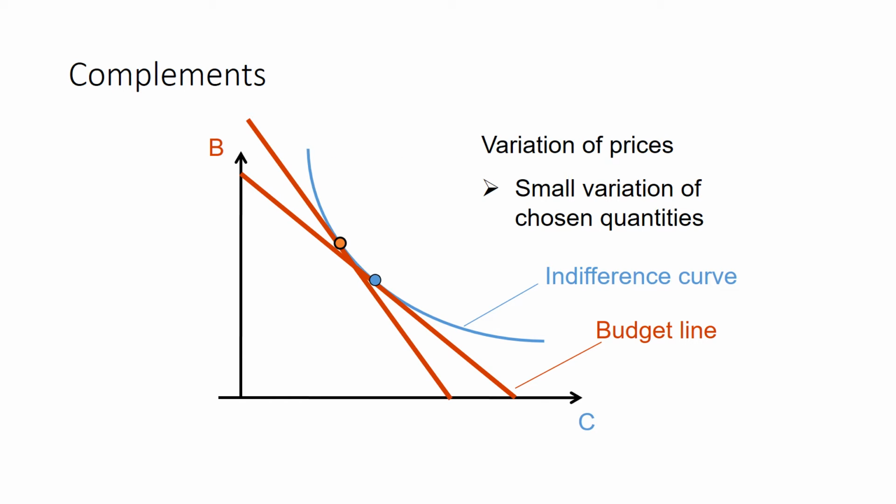Let's look on this graph what complements look like. So on this graph, we are shifting from a budget constraint that makes the optimal consumption point move from P1 to P2. So the budget constraint shows that there's been a change in prices. The price of good B has decreased, whereas the price of good C has increased. For complements, a variation of prices which leads to a small variation of the chosen quantities of both goods tends to represent goods that are complementary goods.